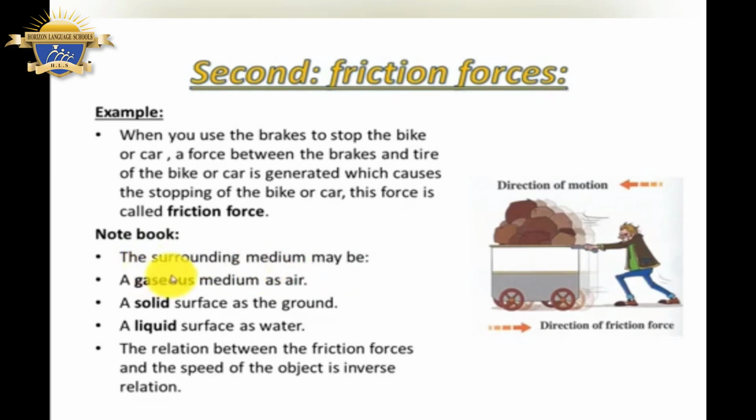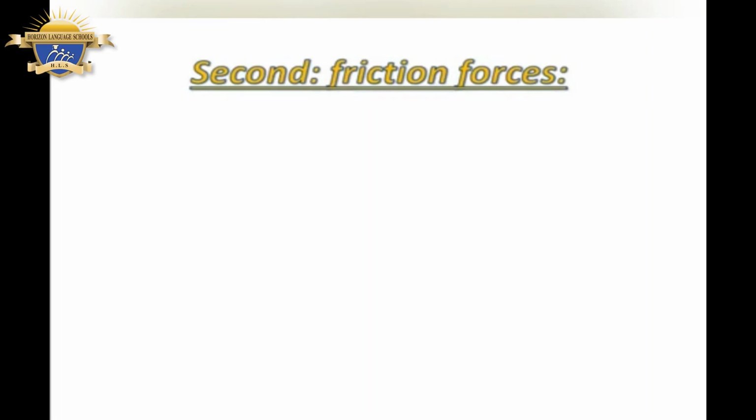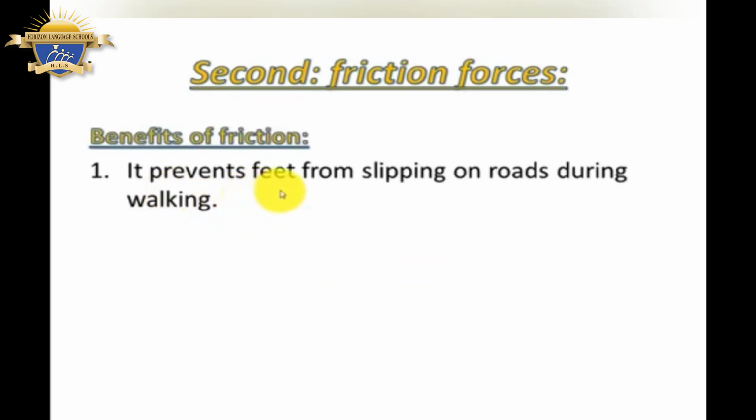We say that the friction force is a resistant force originating between the object in motion and the medium touching it. What is the type of this medium? The surrounding medium may be gaseous as air, solid as the ground, or liquid as water. But the relation between the friction force and the speed of the object is an inverse relationship. By increasing the friction force, the speed decreases.